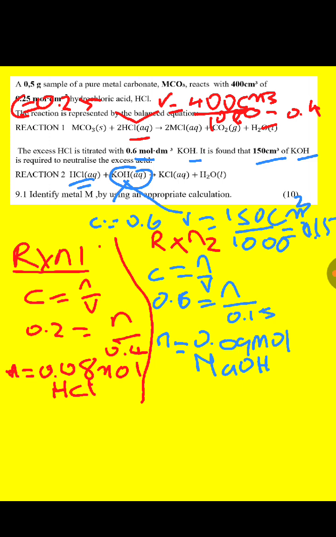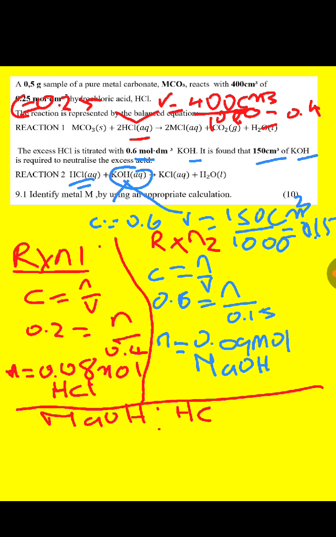All right. Now what do I do now? I now want the number of moles of HCl. I am going to say now, to get the number of moles, the ratio of NaOH is to HCl is 1:1 according to reaction 1.